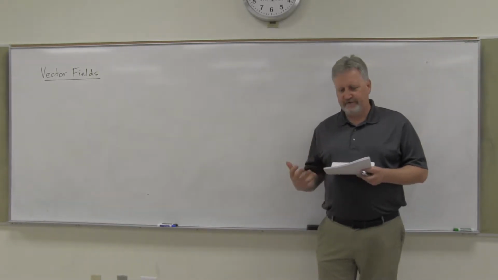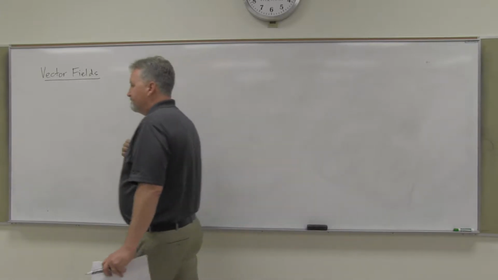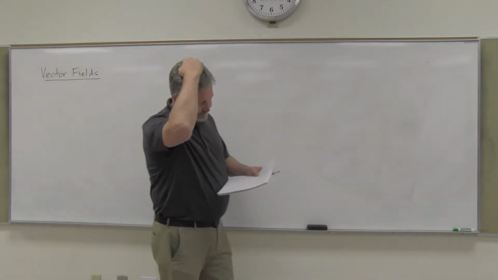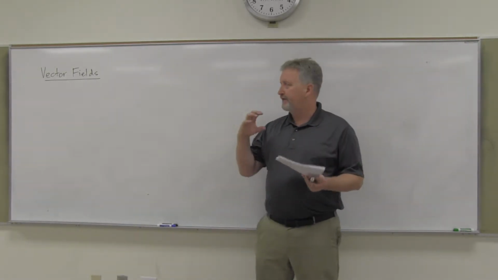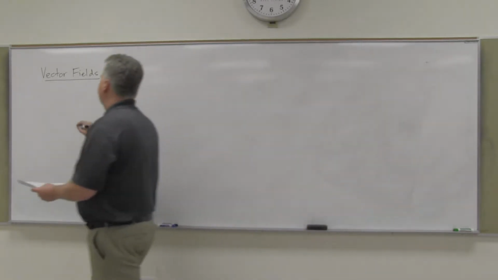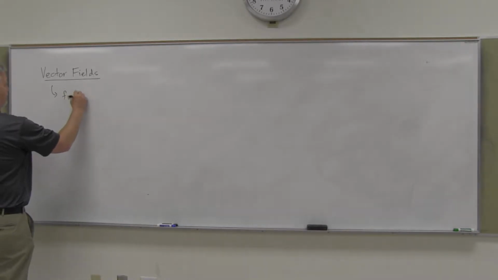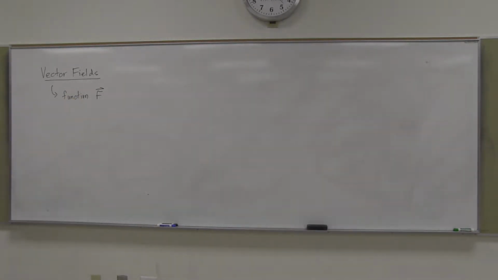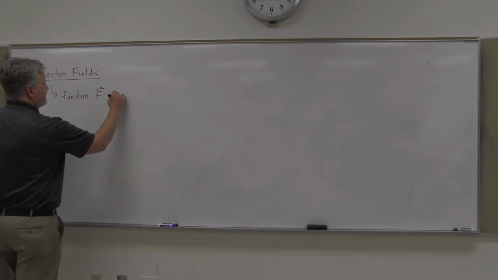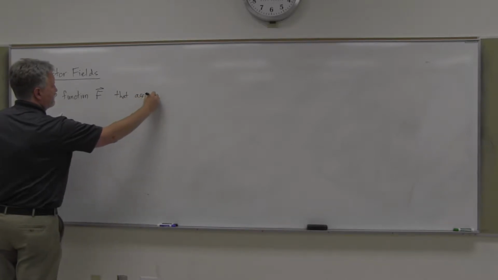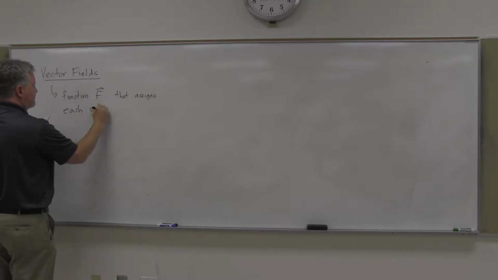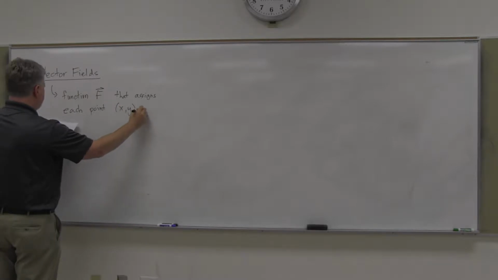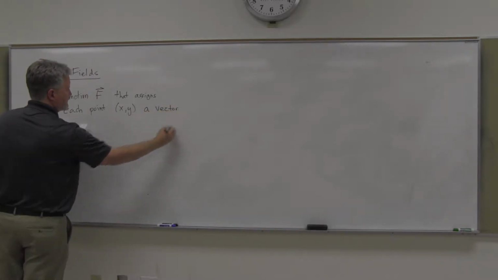A vector field is, in 2 dimensions, or 3 dimensions too, a function. At each point, we're going to start off with big F with the vector symbol above it. Big F, so a vector field is going to be a function, but it's a function that assigns a vector to each point. So it assigns each point, x comma y, a vector. We're talking about 2 dimensions.